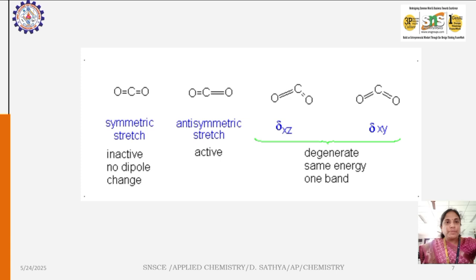So this is symmetric stretching. There are different types of stretching: one is symmetrical, the other anti-symmetric. In symmetric stretching, the oxygens will be stretched to opposite sides, towards the carbon atom. So this is the symmetric stretching. In asymmetric stretching, one oxygen moves towards the carbon atom and the other oxygen moves away from the carbon atom. This is called the anti-symmetric stretching.